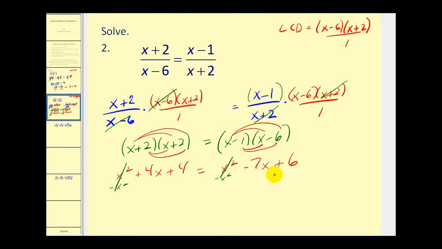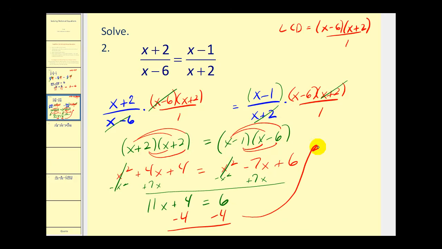Let's go ahead and add 7x on both sides. We would have 11x plus 4 equals 6. Now we'll subtract 4 on both sides. I'm running out of room here. Let's go ahead and bring this up here. We would have 11x equals 2, divided by 11, x equals 2 11ths.